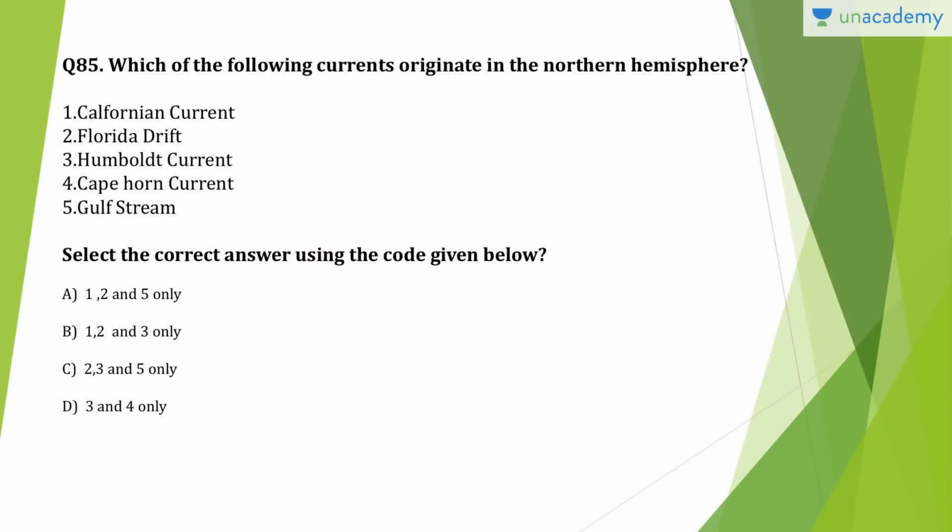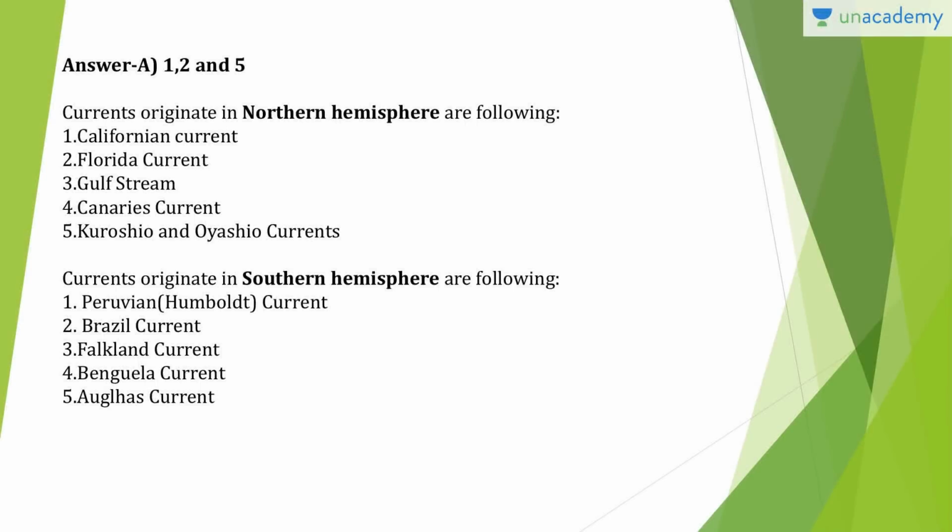Question number 85. Which of the following currents originate in the northern hemisphere? So the answer here is Californian current for sure, Florida current for sure, Gulf Stream is there, then Humboldt current is in the south, it's also called the Peruvian current. Cape Horn is in a location which is in the south, Gulf Stream is in the north. So the answer here is A, that is 1, 2, 5. So California, Florida and Gulf Stream are in the northern hemisphere.